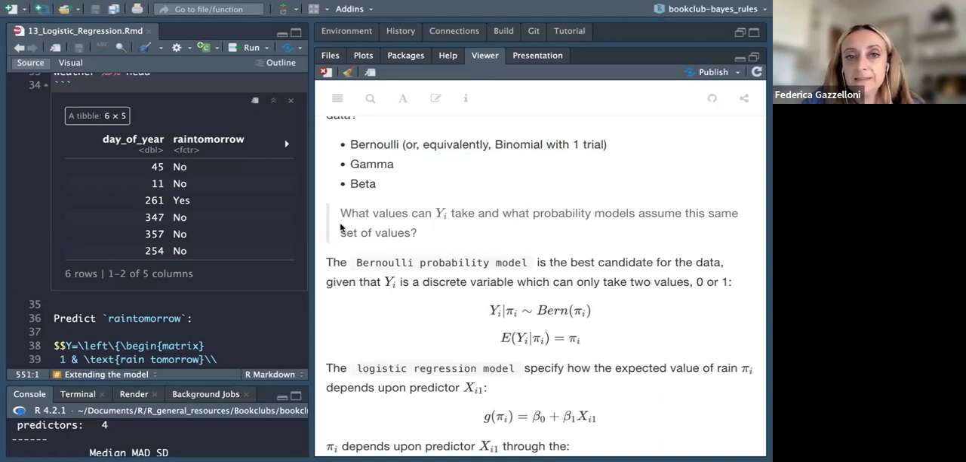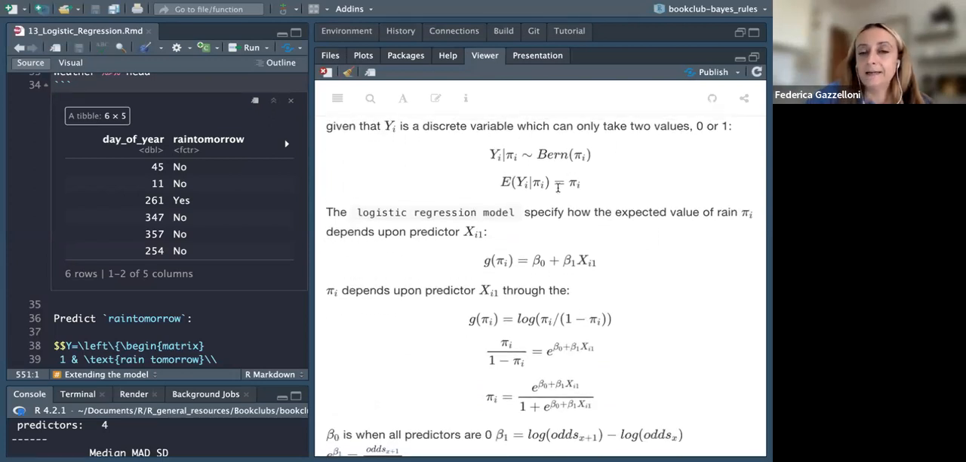And in fact, it says what values can y, our response value, take, and what you should ask yourself is what probability models assume this same set of values. And so the response is Bernoulli. Okay, so the Bernoulli probability model is the best candidate for this type of data and the type of response that we use. Because the response is a discrete variable, which can only take values zero or one. It's binary.